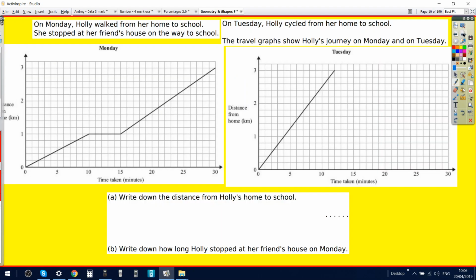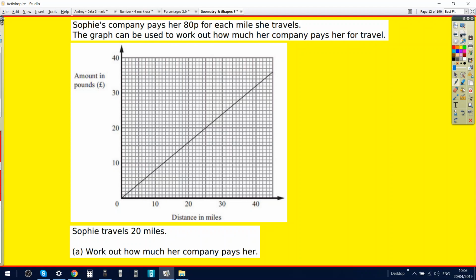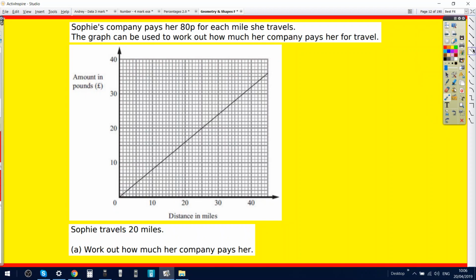So you're gonna be fine for the rest of the years. Well, we'll do this. Yeah, we'll just do A for this one. Write down the distance from Holly's home to school. 3. Yeah, and so this time there's 2 graphs, but it's the same idea. Okay, how do we do this? So to work out how much he pays, you would draw a line from 20 up to the line of best fit. Yeah.